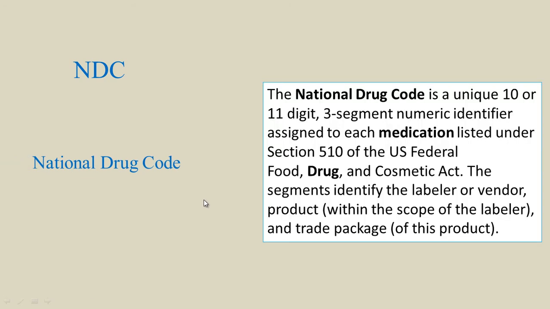NDC, National Drug Code. The National Drug Code is a unique 10 or 11-digit, 3-segment numeric identifier assigned to each medication listed under Section 510 of the U.S. Federal Food, Drug and Cosmetic Act. The segments identify the labeler or vendor, the product within the scope of the labeler, and the trade package of this product.